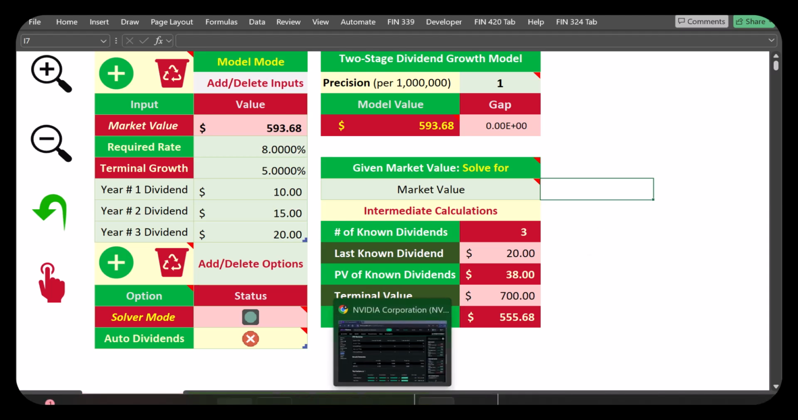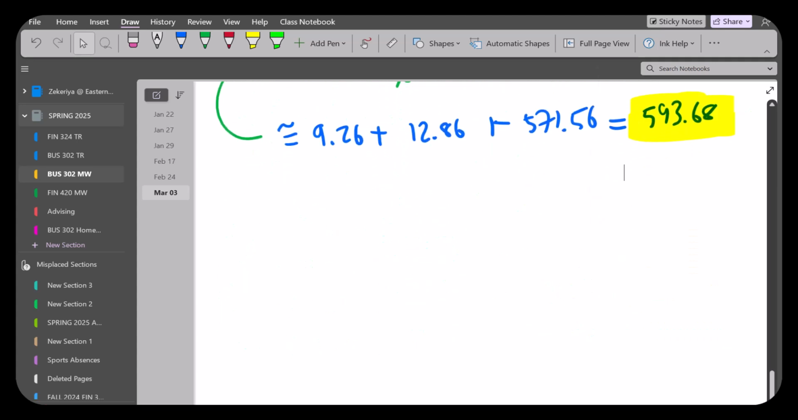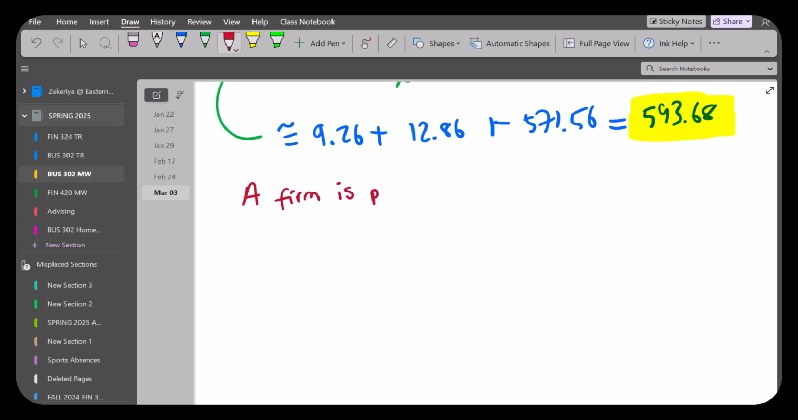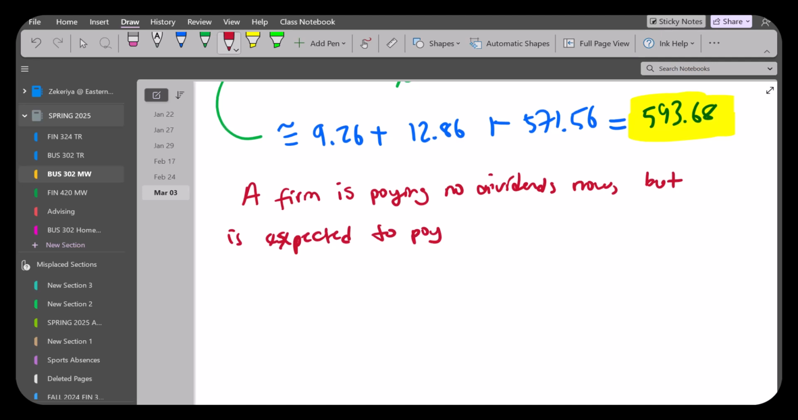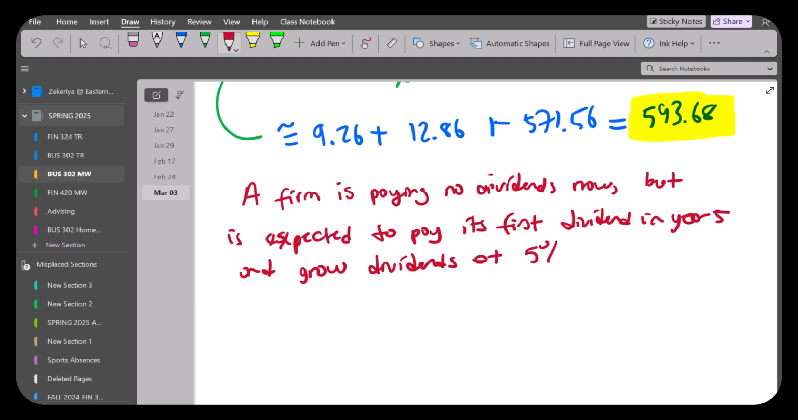So let's write it down. A firm is paying no dividends now, but is expected to pay its first dividend in year 5 and grow dividends at 5% a year.